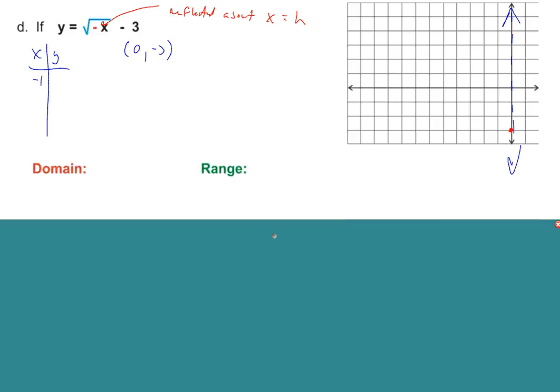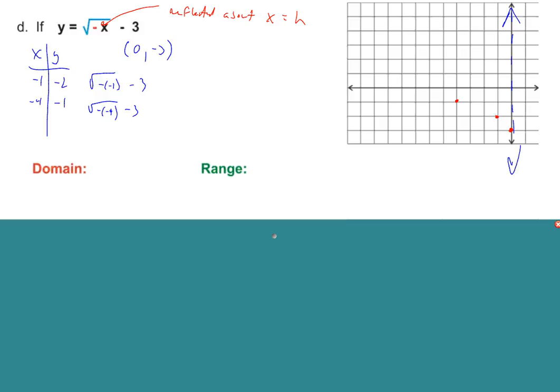So we're going to start with -1. Minus a -1 is a positive 1. Square root of 1 is 1. 1 minus 3 is a -2. I got point -1, -2. I'm going to go 4 away, -4. Negative and -4 is positive 4. Square root of 4 is 2. 2 positives and 3 negatives leaves me 1 negative. -4, -1.